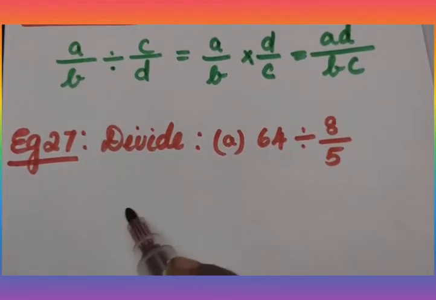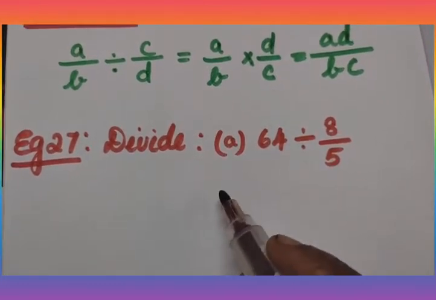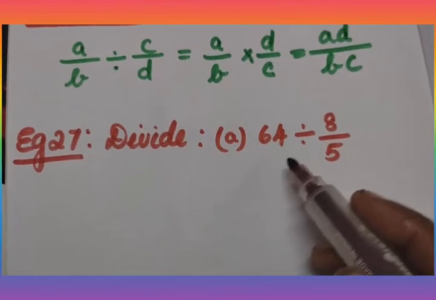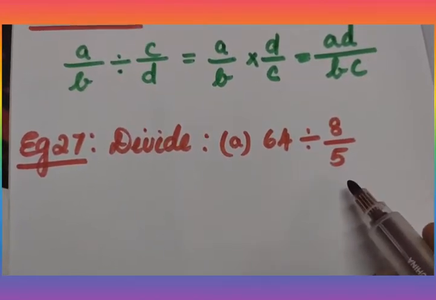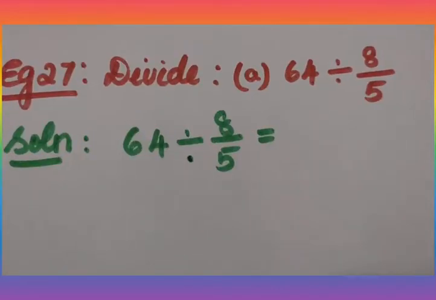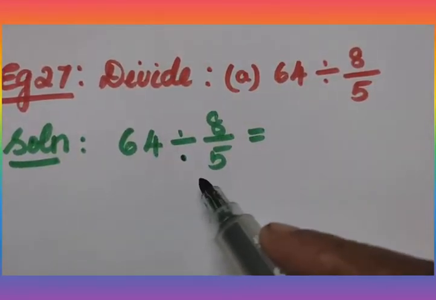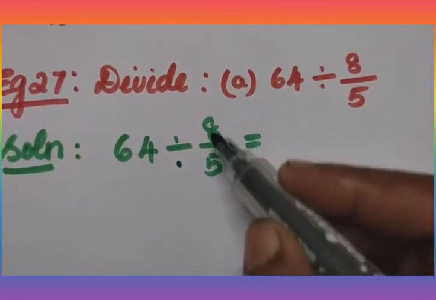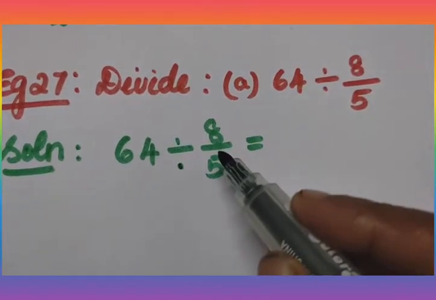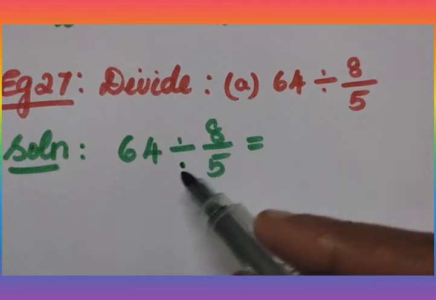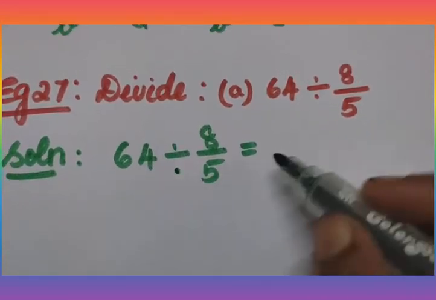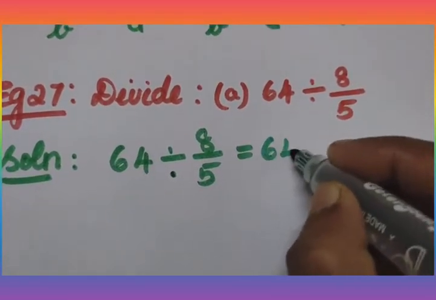Example 27. Let us do the first subdivision A. 64 divided by 8 by 5. Here the divisor is 8 by 5. So take the reciprocal of this divisor and multiply with the dividend. The dividend is 64 here.